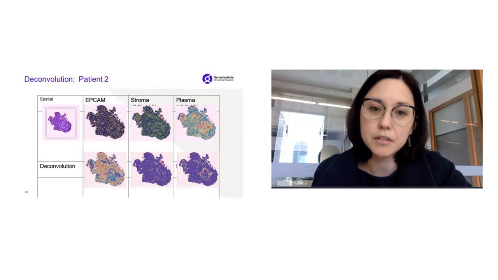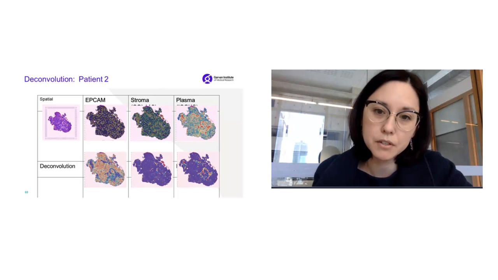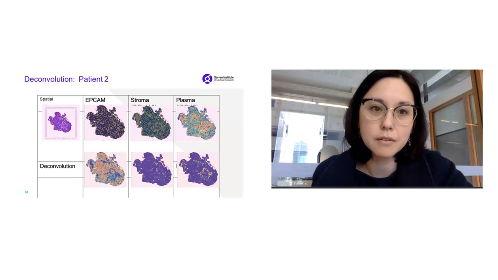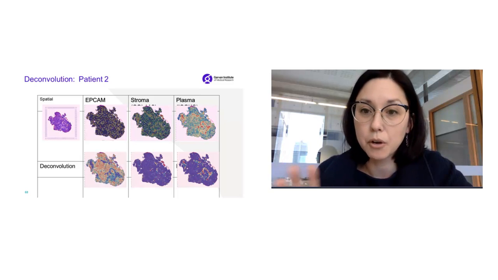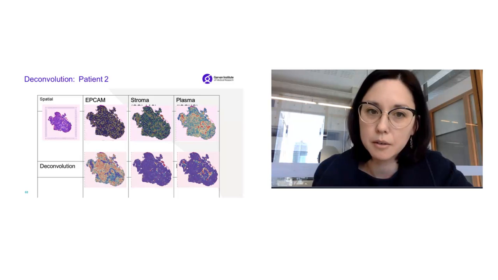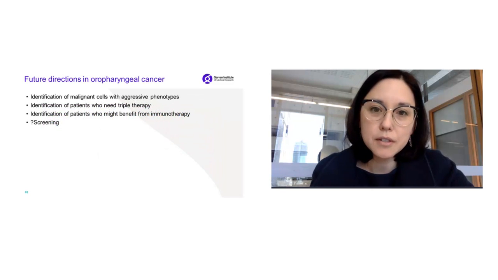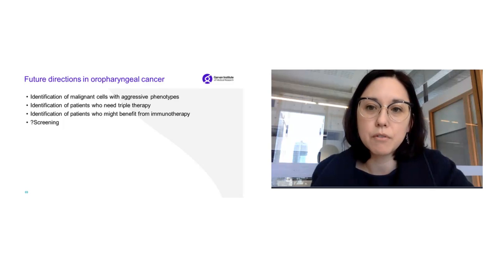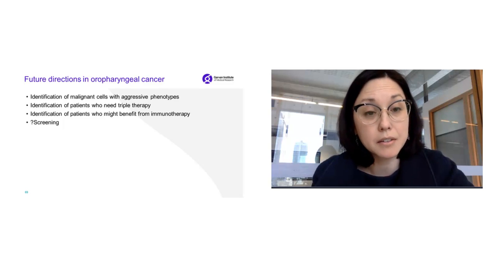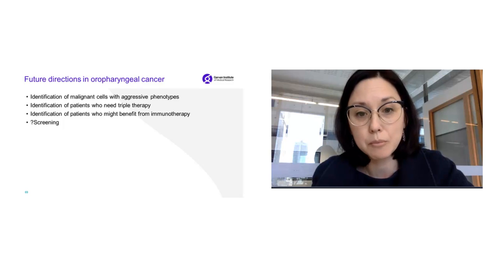This is another patient here. You can see how, again, with the deconvolution, we're getting much better resolution, that probably the majority of this specimen is covered in cancer cells with not much stroma, but some infiltrating immune cells there. So I think we can use this technique to identify malignant cells with aggressive phenotypes that may identify patients who need a more aggressive treatment approach.